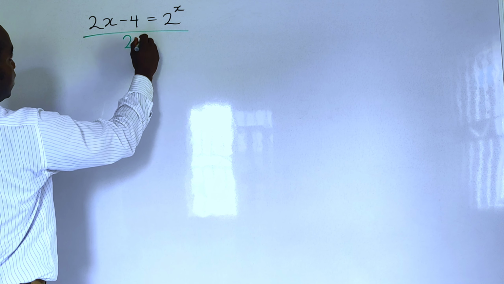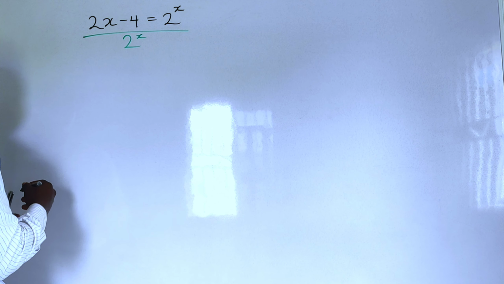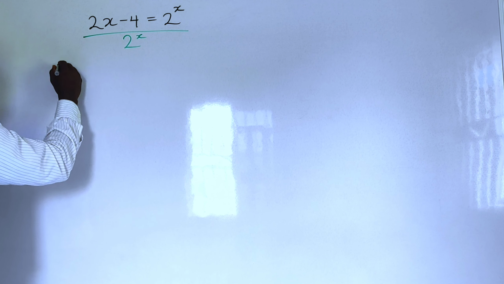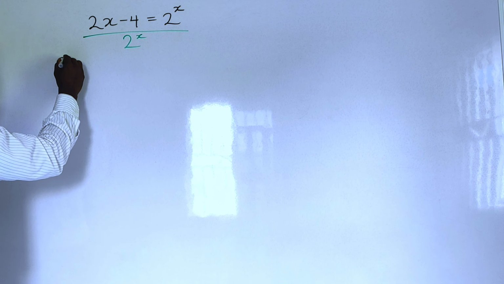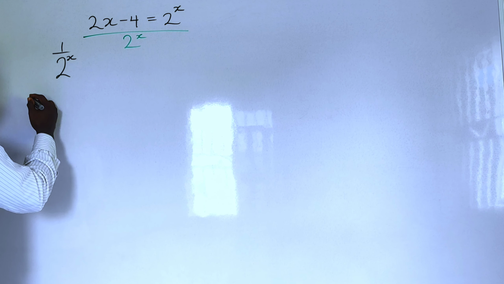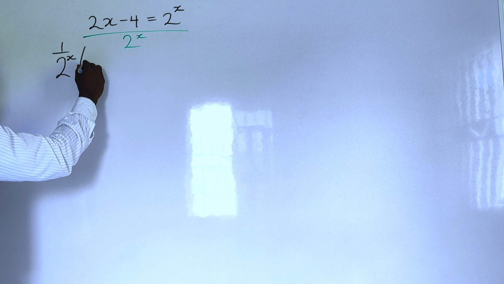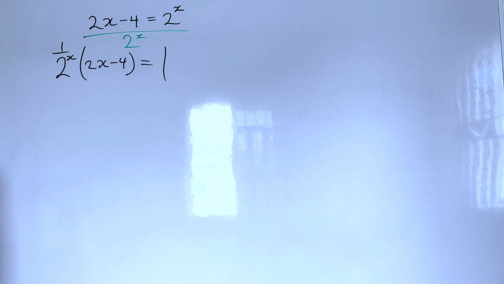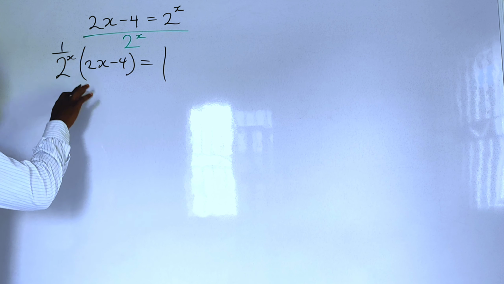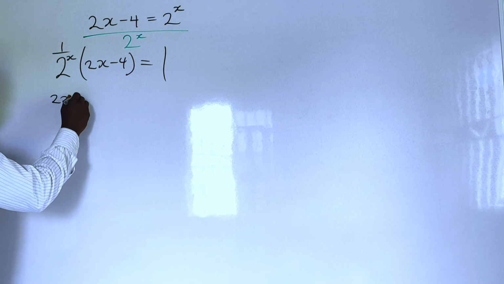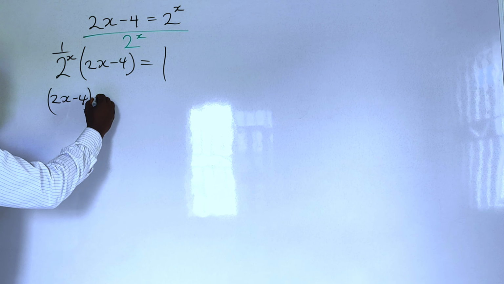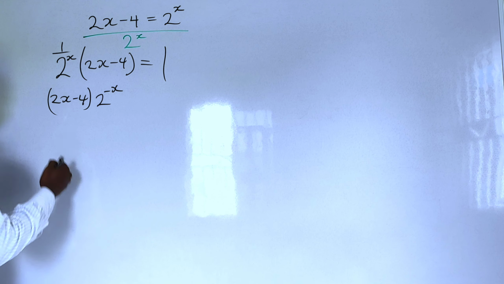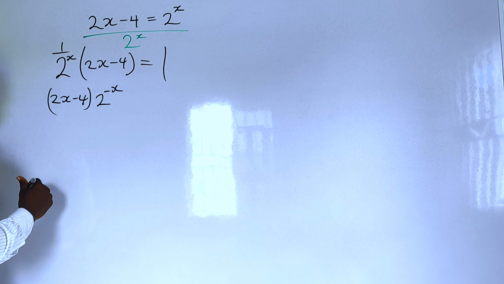So let us divide both sides by 2 to the x, okay? So when we divide both sides by 2 to the x, I can rewrite the power 2 to the x there as 1 divided by 2 to the x, right? And take the product with 2x minus 4 equals 2 to the x divided by 2 to the x, which is 1. So this is the same as 2x minus 4. 1 divided by 2 to the x is 2 raised to the power negative x.